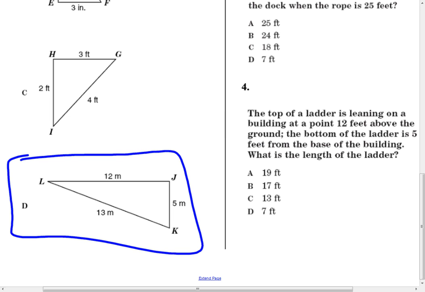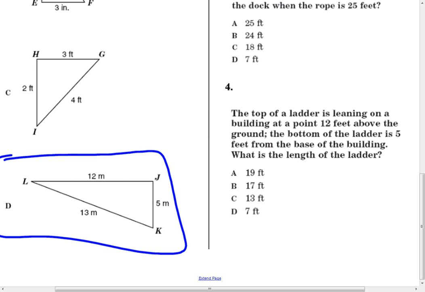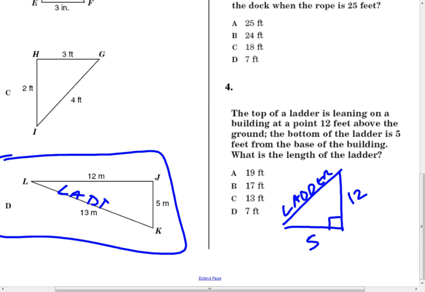Jump right across to number 4. Number 4 is actually using that triangle right there. It's just oriented in a different way. We have the top of the ladder leaning on a building that's 12 feet up. The bottom of the ladder is 5 feet from the base of the building. What's the length of the ladder? Well, that's this over here. Same exact problem, really.